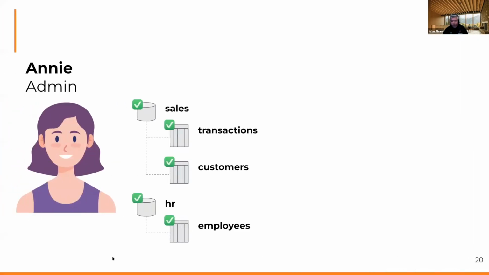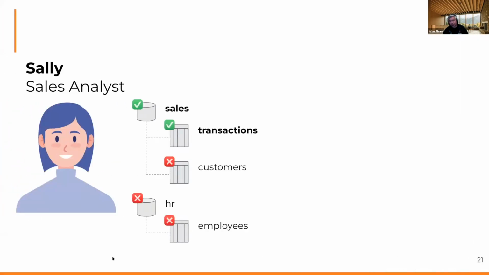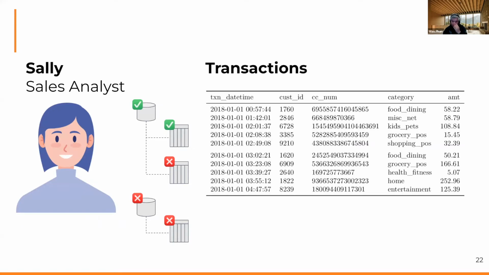All right. So let's take another case. Let's say now instead of logging in as Annie, I will log in as Sally. And Sally, let's say, is a sales analyst. So let's say to do her job, Sally really just needs to forecast maybe revenue and really just needs the transactions table. So we have the transactions table. We can look at the table. We notice that there's credit card numbers. That's PII.